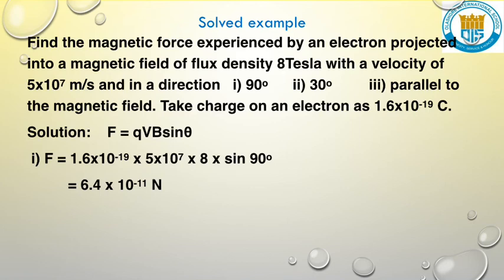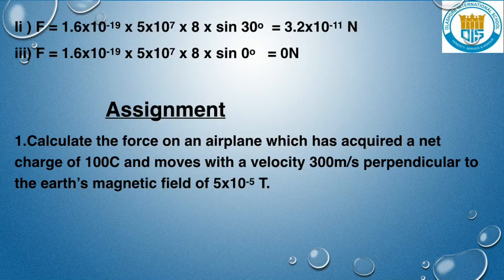Now you solve individually for when your charge is perpendicular to the field, at 30 degrees, and then parallel. For parallel, I don't have to say again that by now you know that if two things do not meet, if they are parallel, the angle between them is 0. So straight off, the force you will get for that one is 0 newtons. As I said, this is the last part of the solved example.